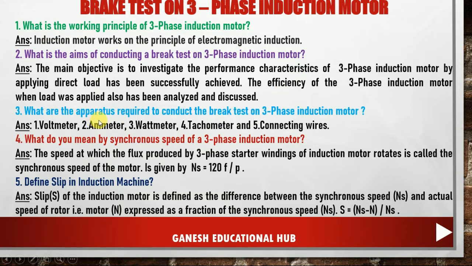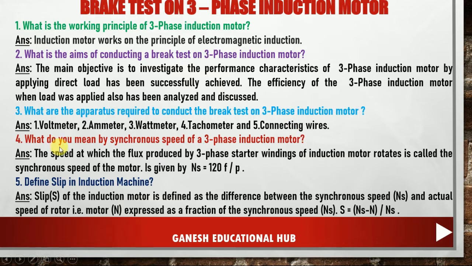Third question: What are the apparatus required to conduct the brake test on a three-phase induction motor? Some apparatus are required: a voltmeter, ammeter, wattmeter, tachometer, and connecting wires. The voltmeter is used to measure the voltage, the ammeter to measure the current, the wattmeter to measure the power, and the tachometer to measure the speed. With the help of the connecting wires we will connect the circuit.